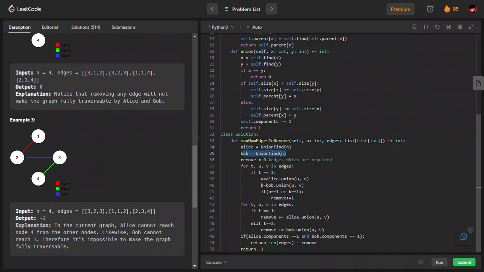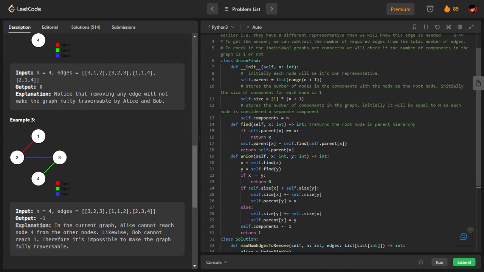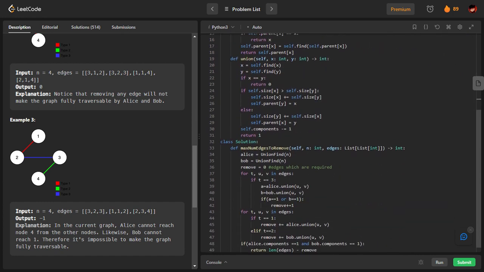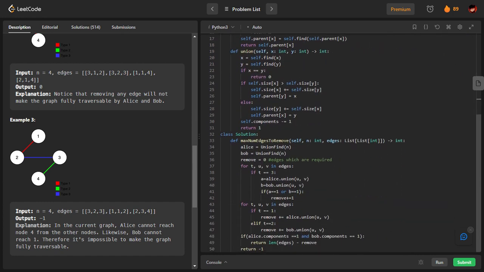What is n? We are passing n through the constructor. This is the constructor. We initialize the parent array, which is going to be the array size for each of the representatives, the parents, and the components. And what is remove? This is the number of edges which are going to be required.